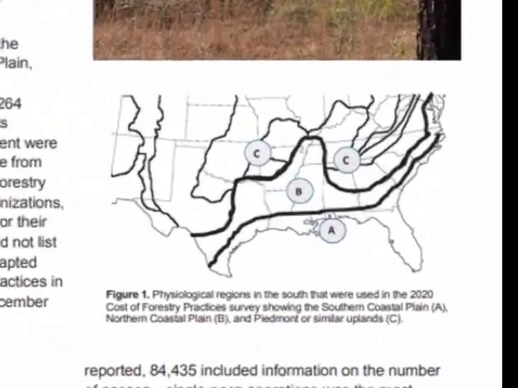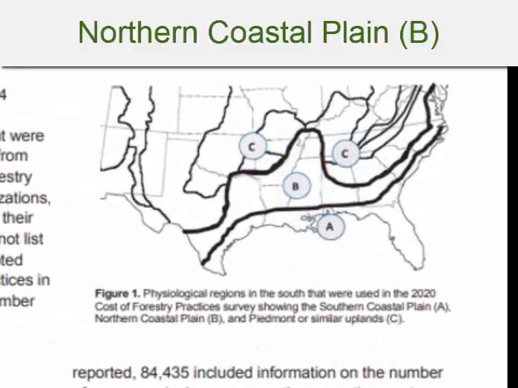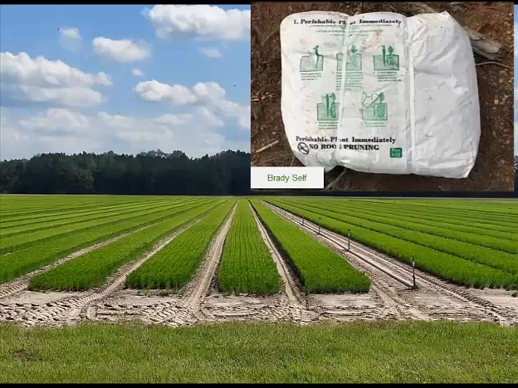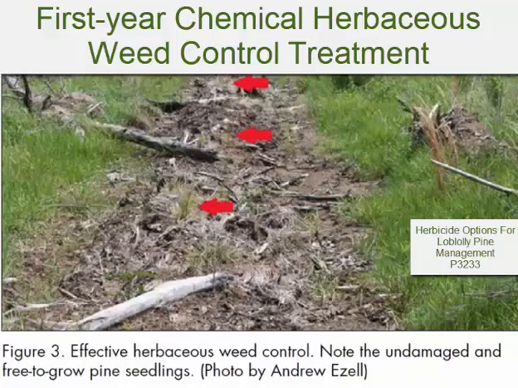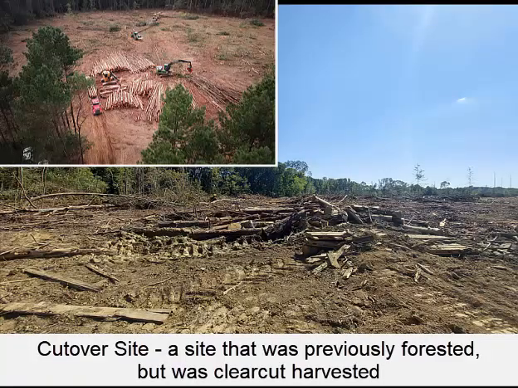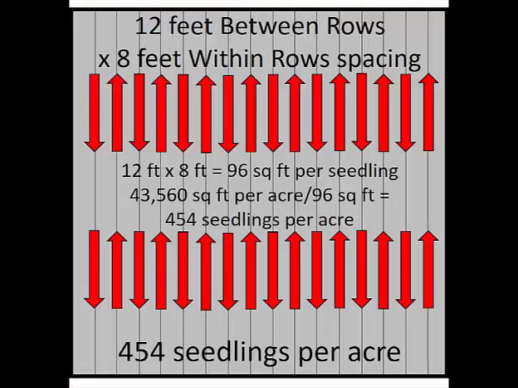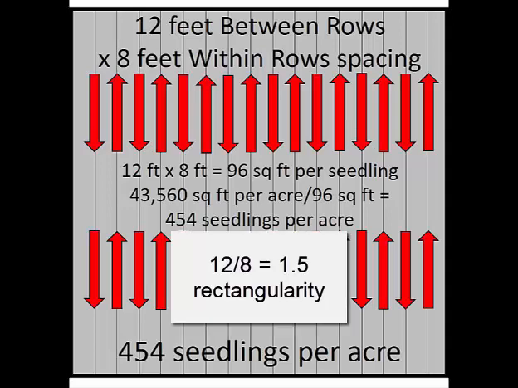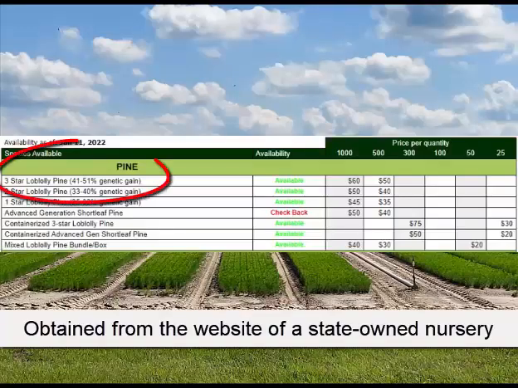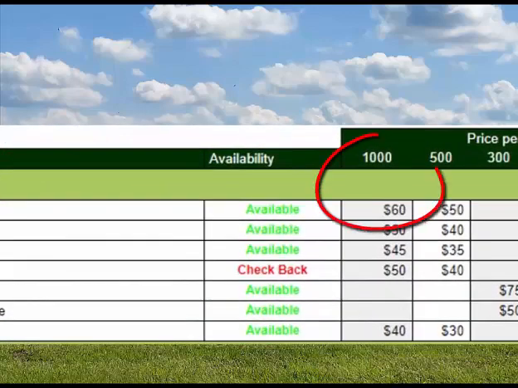We can use this publication produced by Adam Mager, Cost and Trends of Southern Forestry Practices 2020. And this example applies to the simplest case, where the landowner purchases the seedlings, but all site preparation, planting, and subsequent control of competing vegetation is contracted out. For this example, we will assume we are reforesting a cutover site, and that the site is 160 acres. We will plant 454 seedlings per acre, 12 feet between rows and 8 feet within a row, which will give us some degree of rectangularity. Those seedlings will be 3-star loblolly pine, bare root, which we can purchase at $60 a thousand.